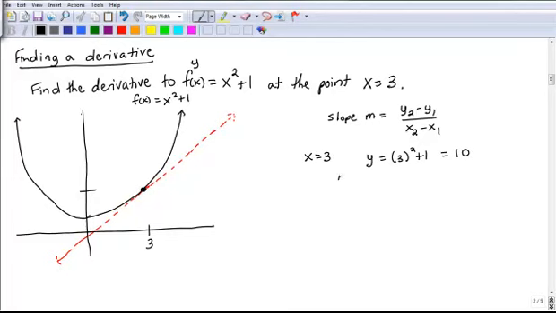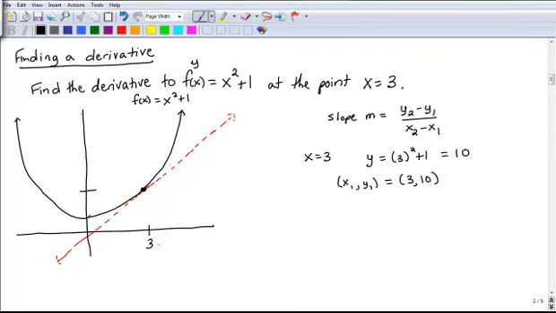So there's my first point, my x1, y1, which turns out to be the point (3, 10). This is the point that's on the graph. That's where I'm finding the tangent line. But I need an x2, y2 as well. And to do that, I can't use 3 anymore. I need a second point. And the problem is I don't know any second points on the red dotted line.